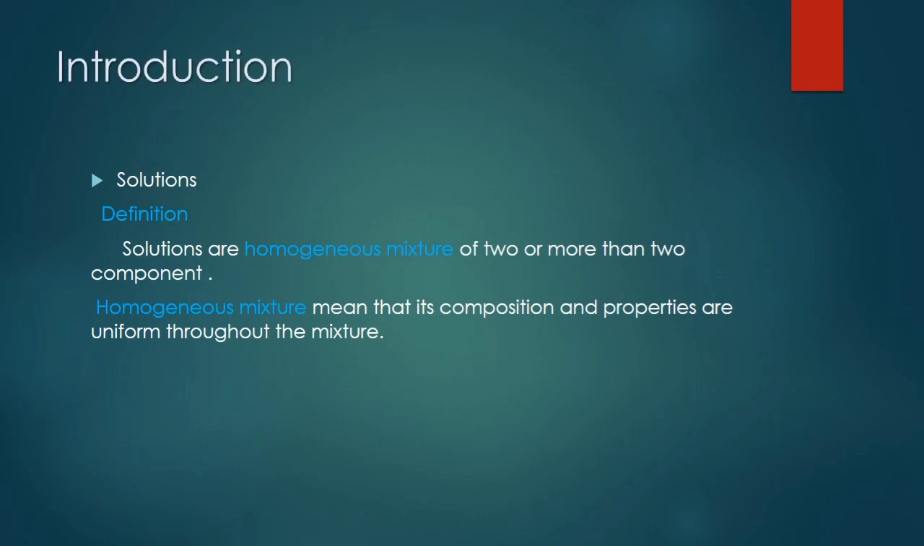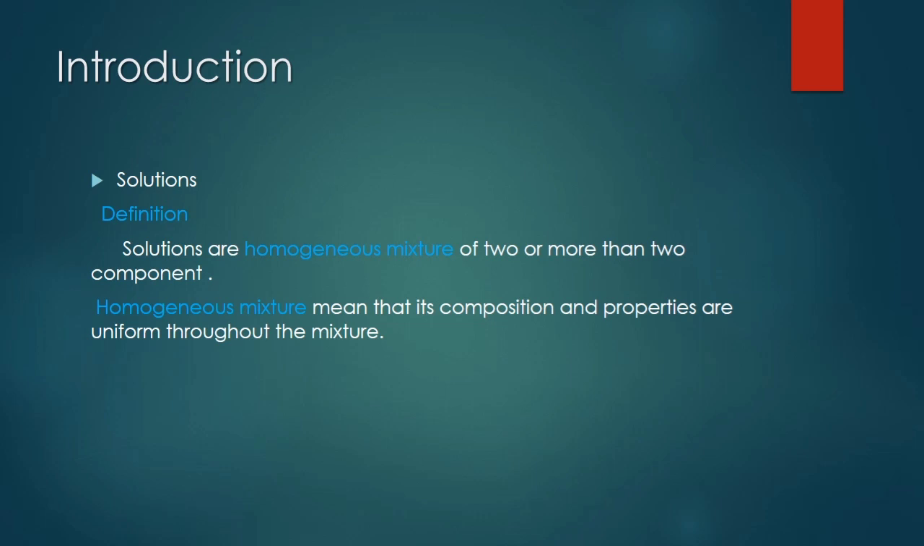Before getting into the topic, let me ask a question related to this topic. What is the difference between mixture and pure substance? In lower classes you have already studied the topic mixture and pure substance. We know a pure substance contains only one type of component or one type of molecule, right? That means a pure substance is made up of only one kind of molecule or one kind of component. Then what do you mean by mixture?